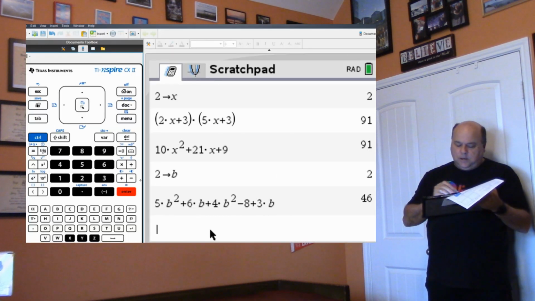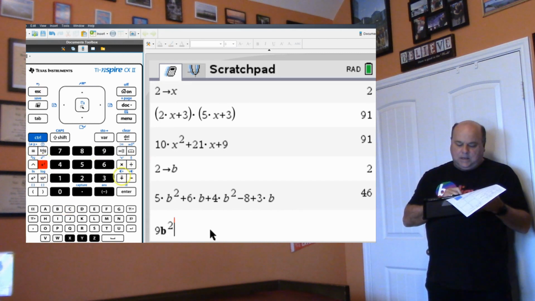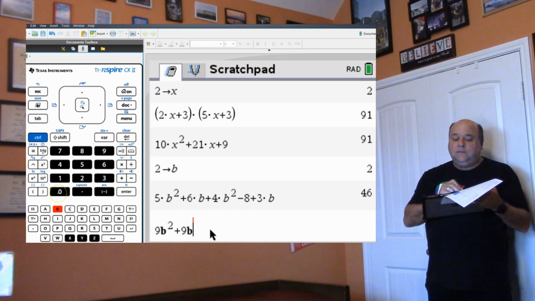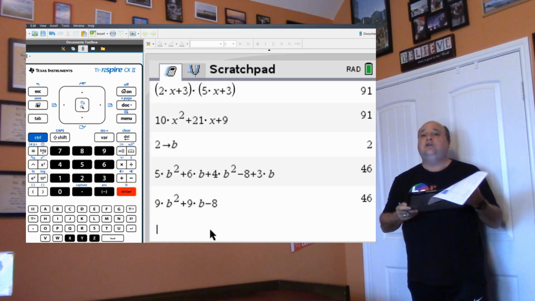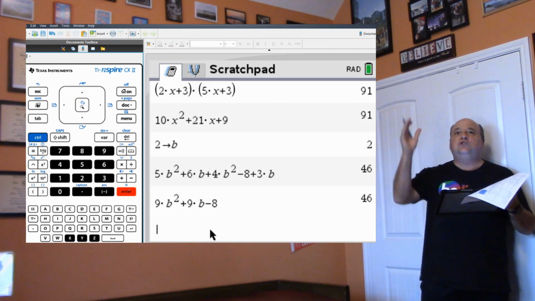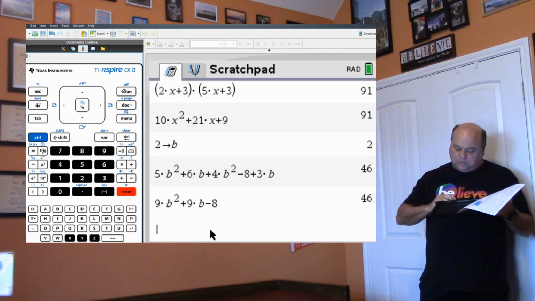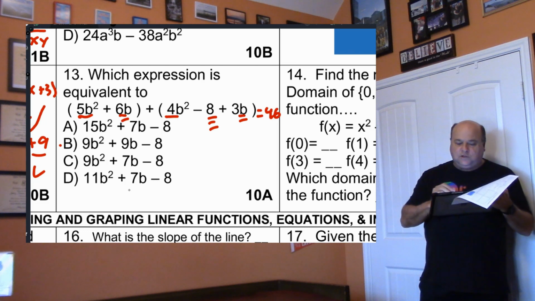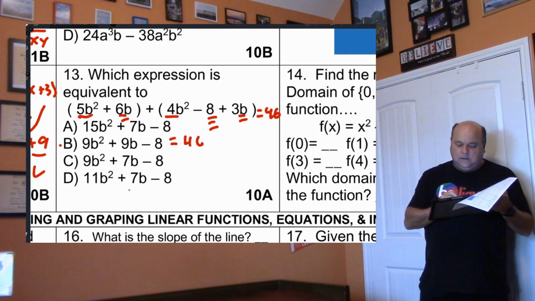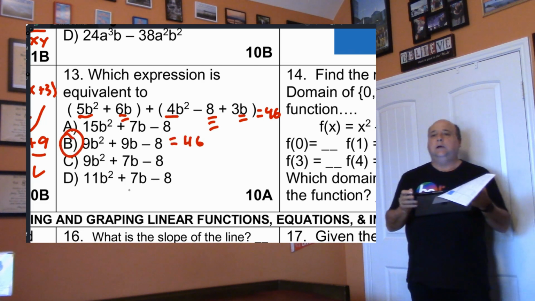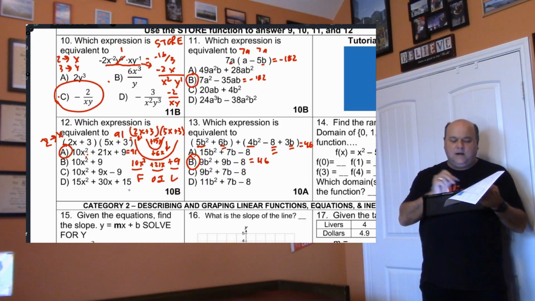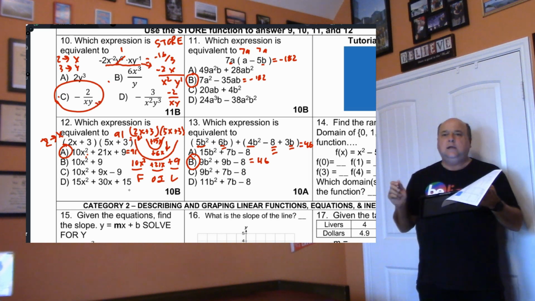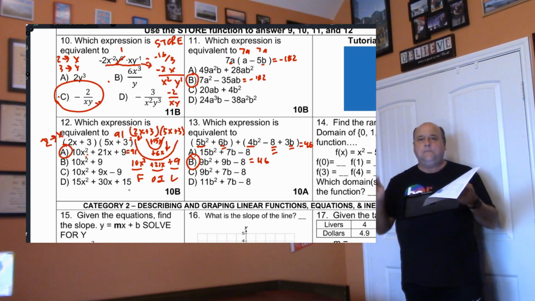So 9b squared plus 9b, and then minus 8. Should be a 46, and ding, ding, ding! Do y'all see how that works? If you can store it, you will never miss these problems, okay? So go to your paper. This was also equal to 46. B is the correct answer, okay? Should not miss these. Just do this with store. I do not know why number 10 doesn't work, but number 10, it's negative 2 over xy, okay?